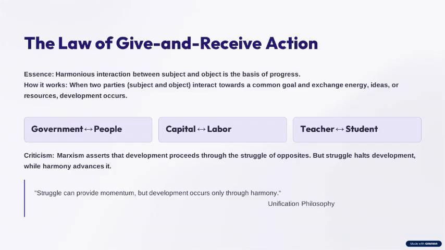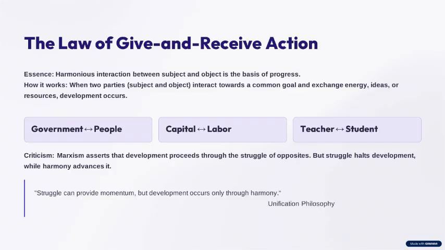Let me give simple examples. Government and people, capital and labor, teacher and student. In each of these pairs, there is a subject, the one who initiates, and an object, the one who responds. When they act in unison, when there is trust and mutual understanding, society flourishes.